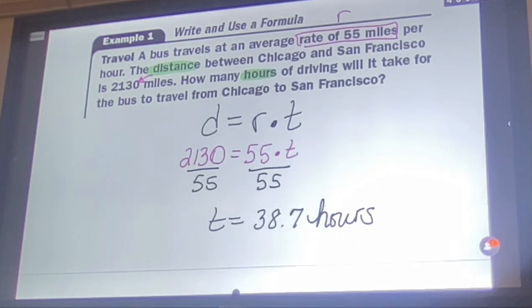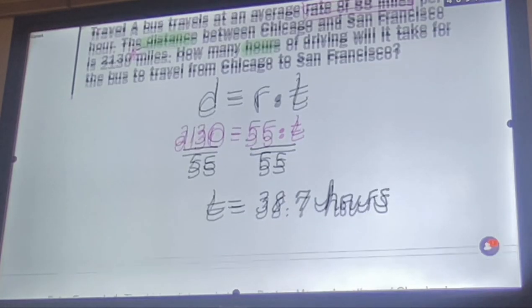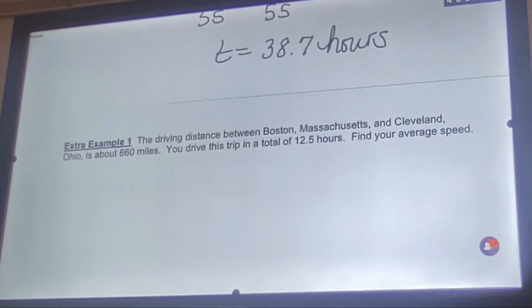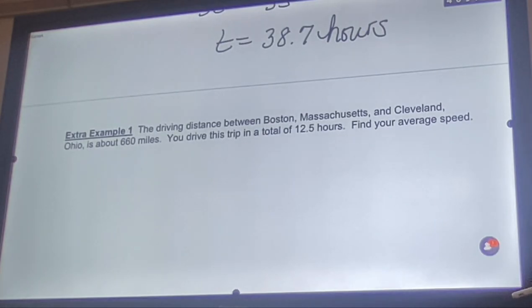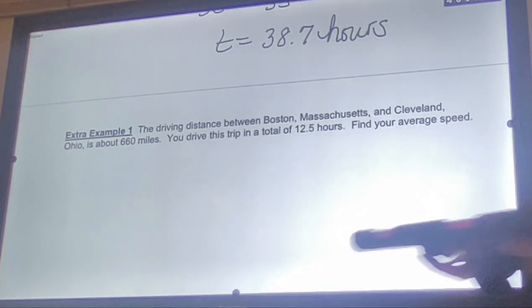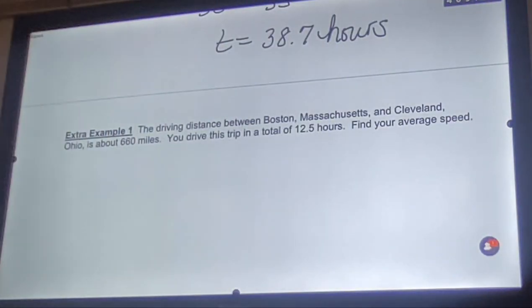All right, so that problem there uses the distance formula. If you look at the next example, also trying to talk about distance, but this time it says you're driving between Boston, Massachusetts, and Cleveland, which is 660 miles, so not as bad, still kind of far. The trip is 12 and a half hours long. Find your driving speed or your average speed. So see if you can use the formula to figure out how fast you would be going.